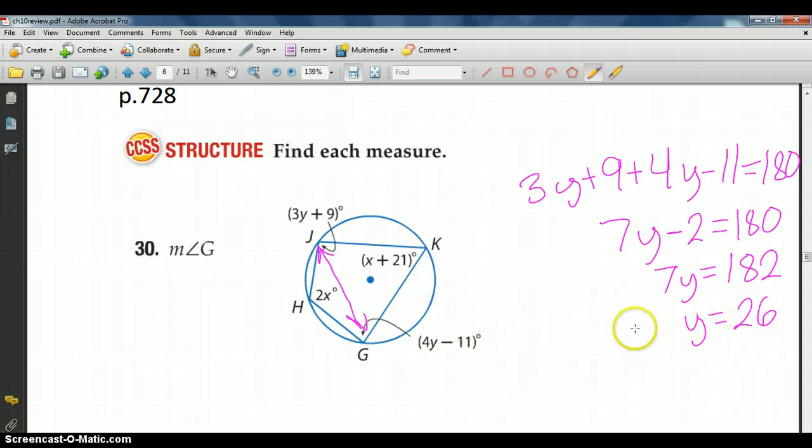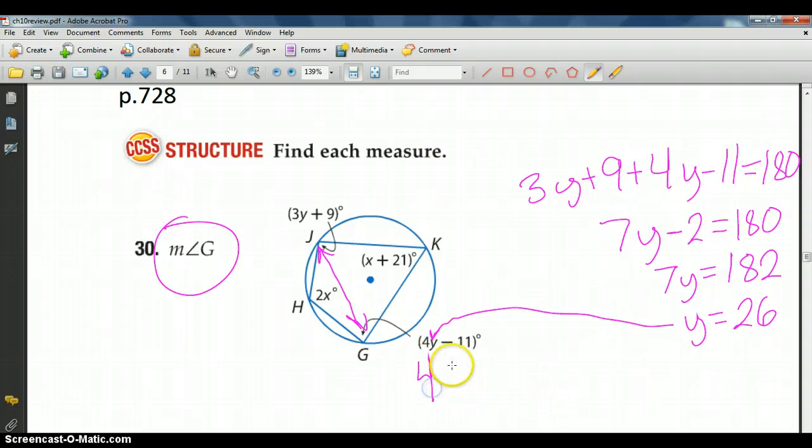But you're not done yet. Substitute that back in to find the measure of angle G. So 4 times 26 minus 11 is 93 degrees.